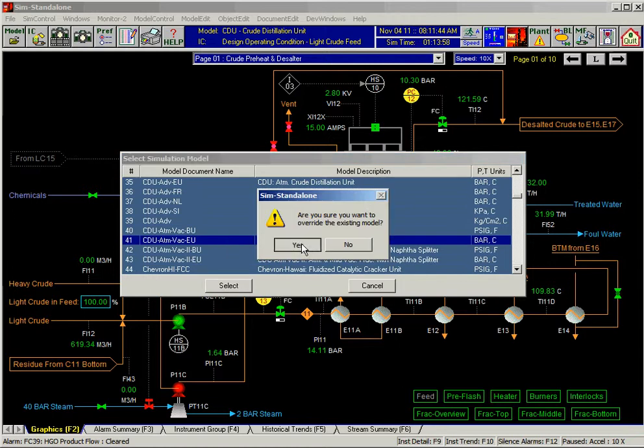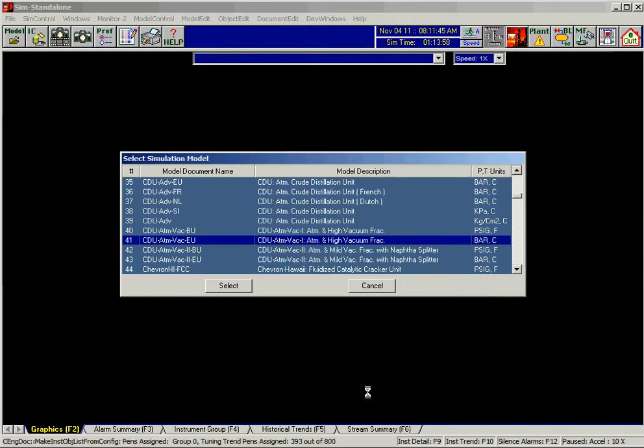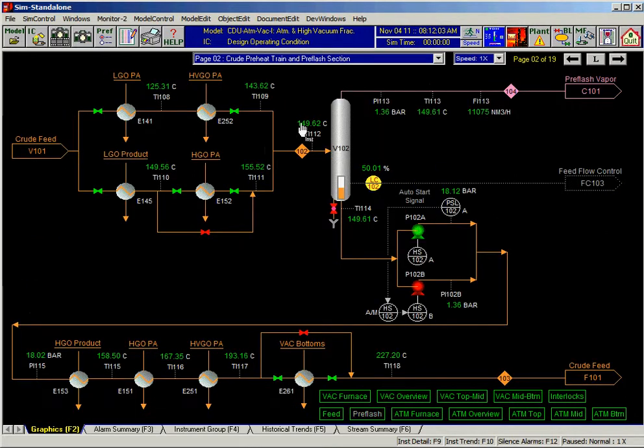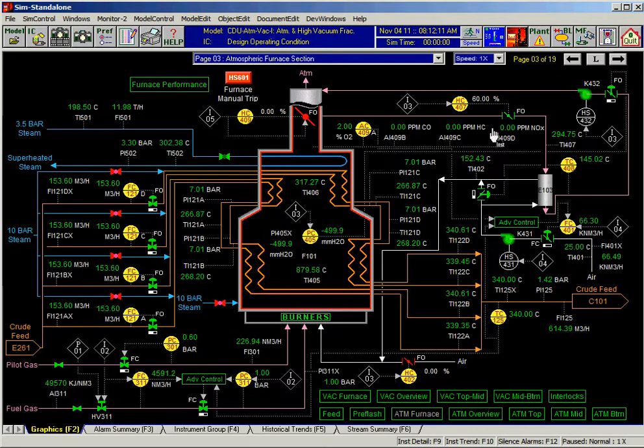Then we have another variation. In this case, this is an atmospheric and high vacuum unit. So the feed system looks similar, except some heat integration with the vacuum unit is here. Desalter is similar. This is similar. Pre-flash again. Some more preheat. Here HVGO and vacuum bottoms are here. Furnace looks a little complicated.